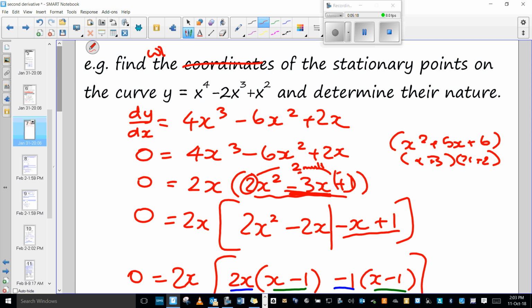When the stationary points occur, we just stick them into the original. Yes, you would all do that anyway.